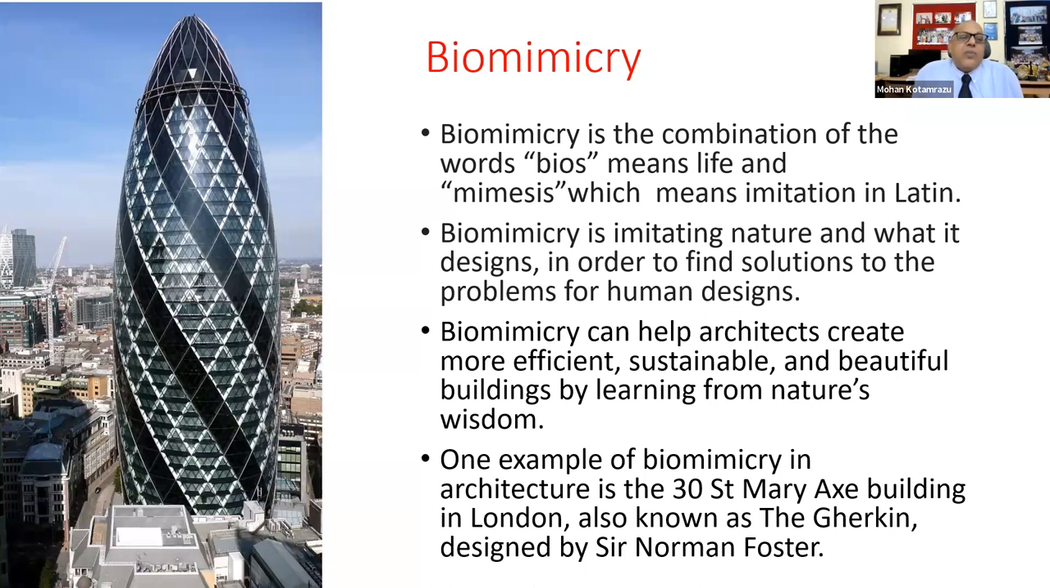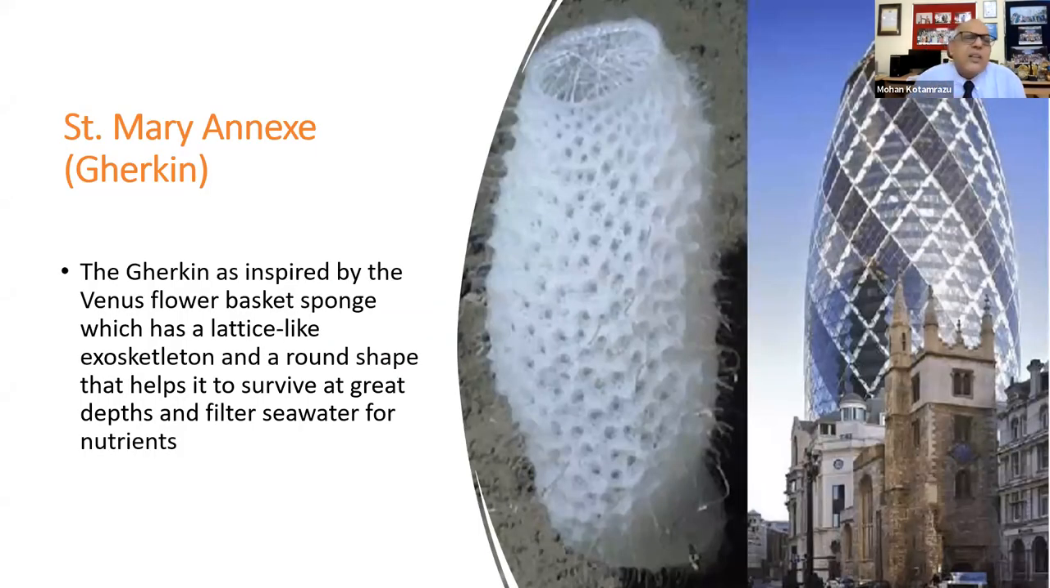So this is Norman Foster's building, 30 St Mary Axe. The spelling mistake is there. St Mary Axe building in London. They know the Gherkin. This was built for an insurance company called Swiss Re. And here, Norman Foster used a lot of analogies. For example, it was inspired by the Venus flower basket sponge. This sponge has a lattice-like exoskeleton. This exoskeleton is the outer structural system, which can be seen from outside.